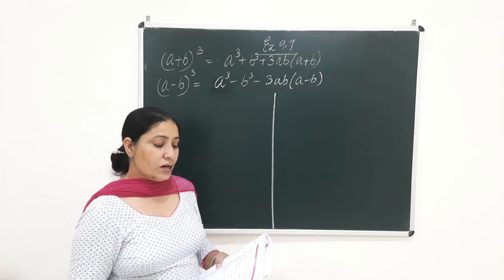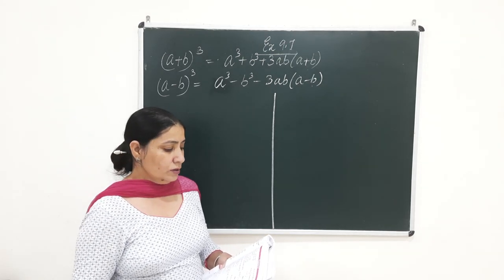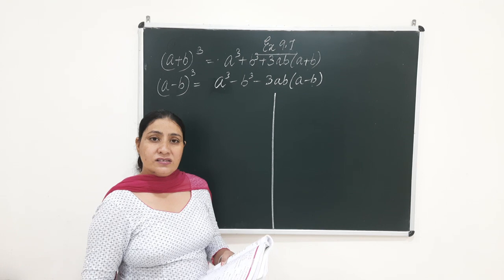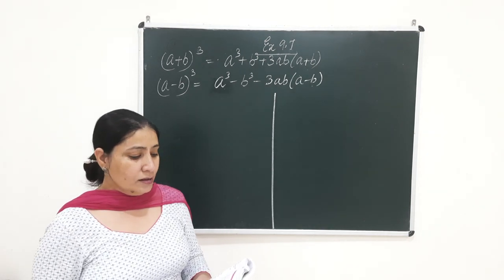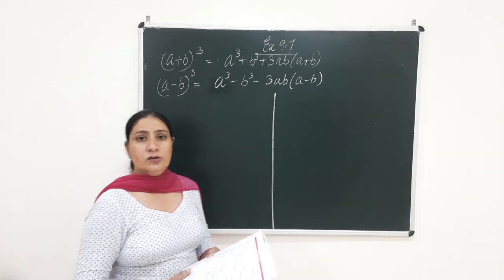And beta, we are going to start with exercise 9.7 now. So, beta, we have to do only the first 6 questions from this exercise. This exercise, beta, is based on two formulas.